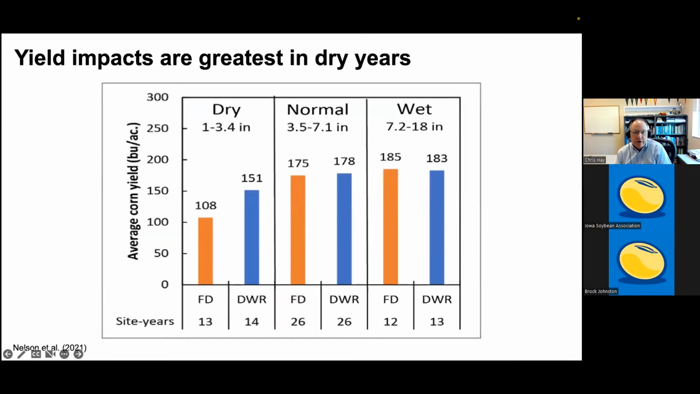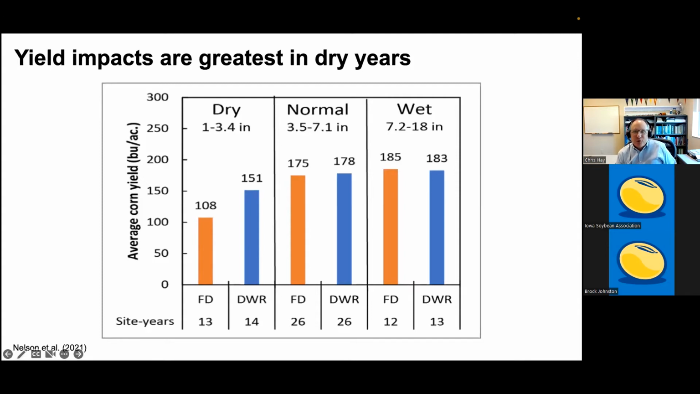And then just another figure to illustrate that. Drier conditions during that V9 to R2 period was when we saw that big bump in yields from having drainage water recycling. As we moved into more normal or wet conditions, then the yields were basically the same. Again, anything less than 5 inches, but certainly 4 to 3 inches or less of rain during that V9 to R2 was when that supplemental irrigation really had a big impact and resulted in pretty sizable yield increases. So that was what we saw across the Midwest as part of this Transforming Drainage project for drainage water recycling.